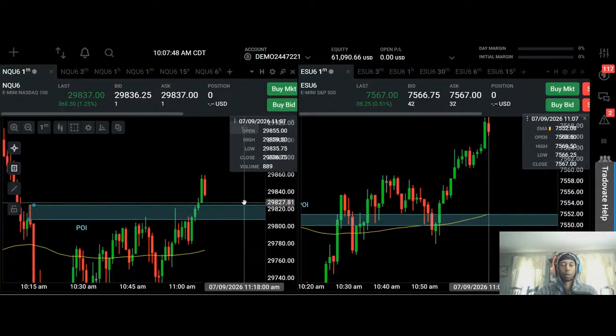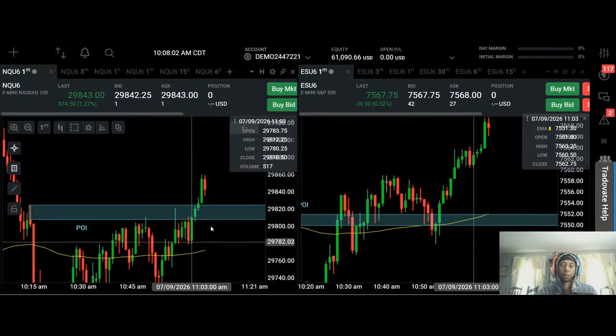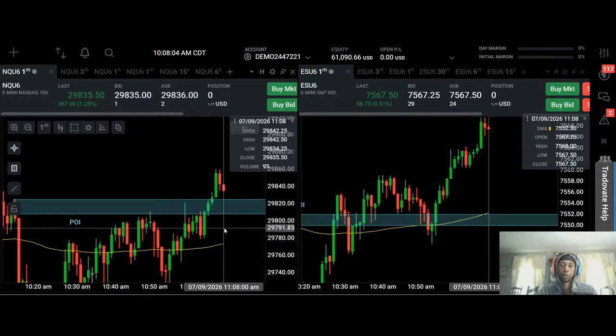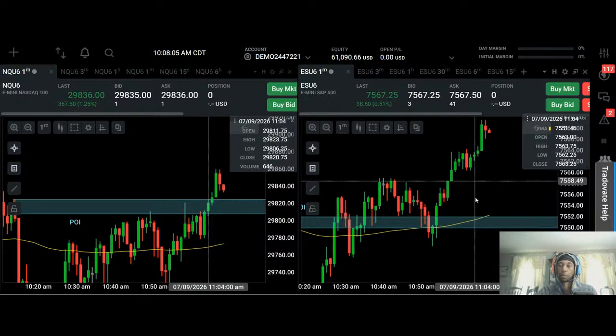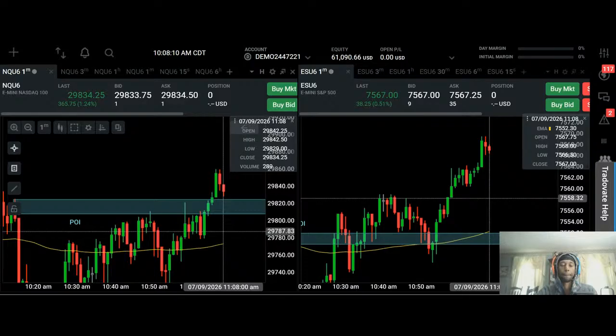Yeah. All right, so I definitely need a retest. Definitely need a retest. You give me the retest, and I'll buy from here. Stop loss go below here. Let's see what they want to do. 1108 candle.